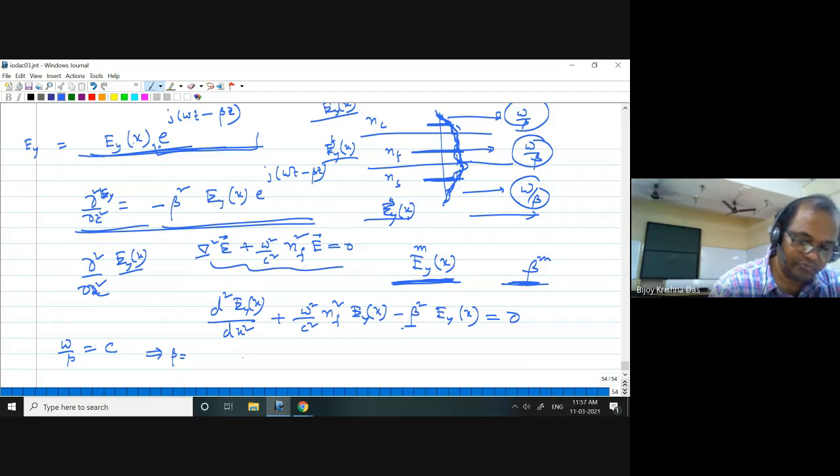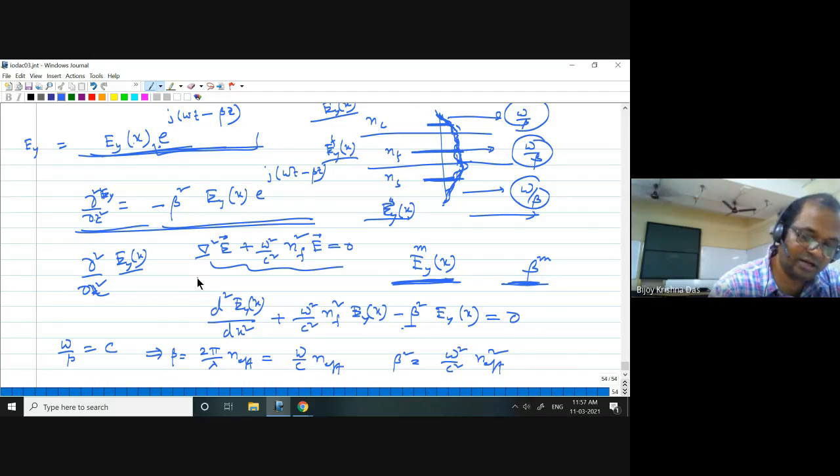So in this case, we write beta equal to 2 pi by lambda N effective. N effective for a solution, whatever solution comes, right? That beta is constant for the 3 different regions. So we can write 2 pi by lambda N effective, or beta equal to omega by c N effective, right? So beta square equal to omega square by c square N effective square.